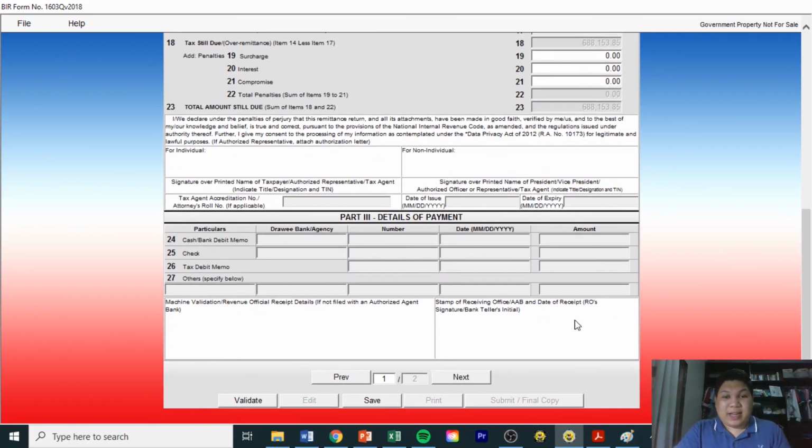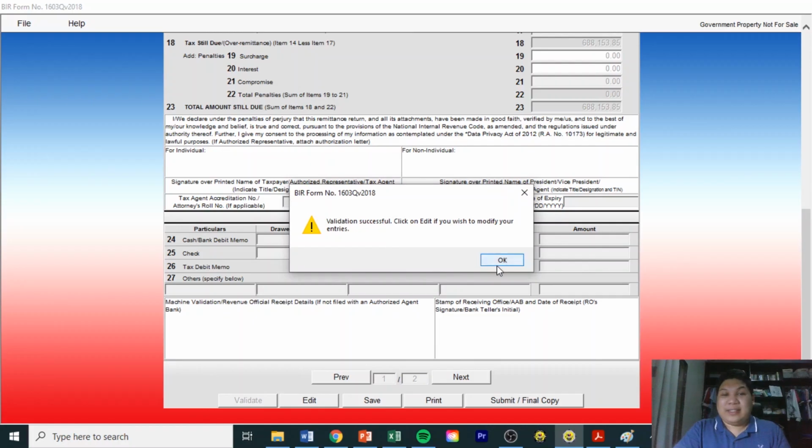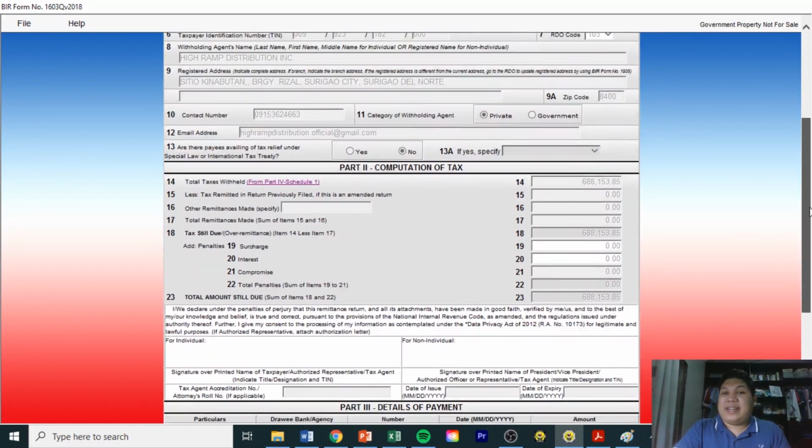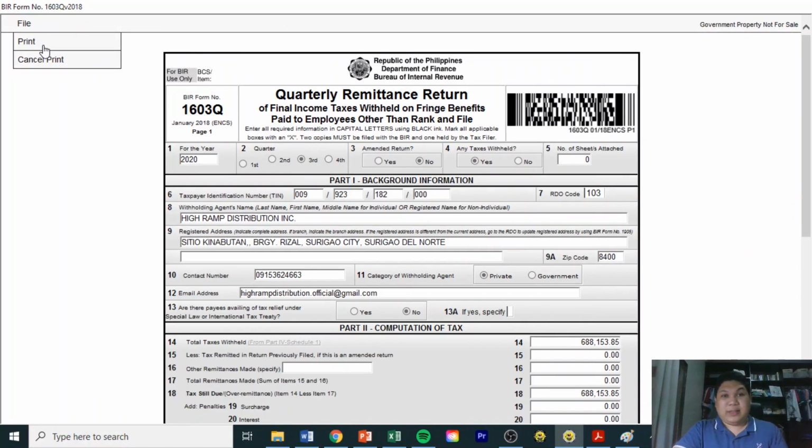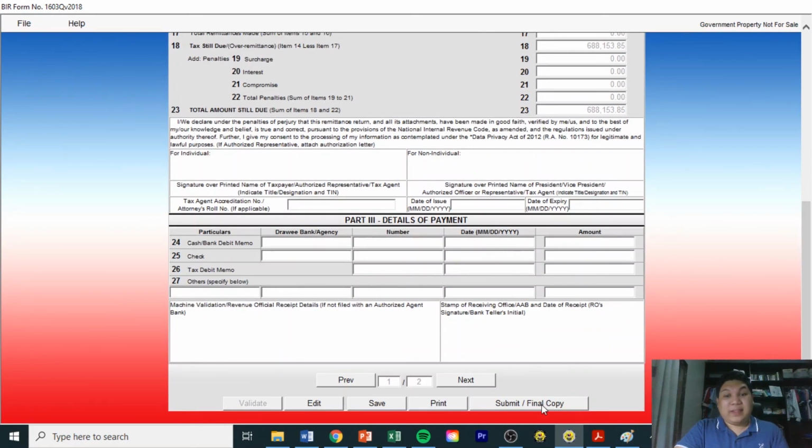Okay, so the next step is to save this. Just save that. Then after that, you're going to validate. Now, after we validate, we can print this one so we can submit personally to the BIR. So just print that one. It will link you here, or you can also submit this to the BIR's email. Okay, so I will not submit here because this is fictitious. So I will just print this one.